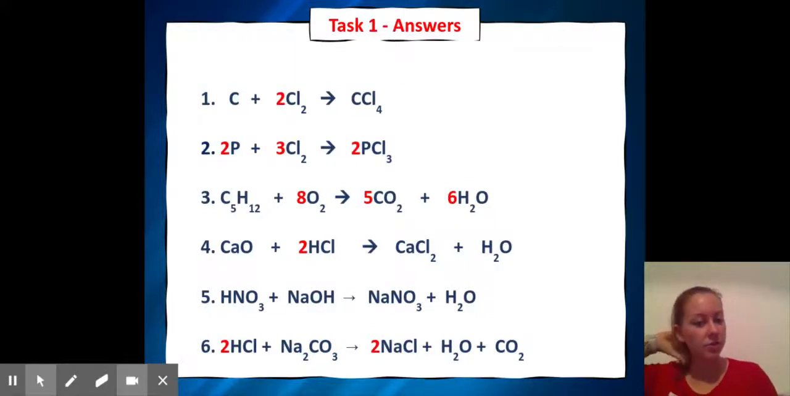Here are the answers for task 1. Have a look over your answers, make sure that they are matching. If they are, very well done. If they're not, don't worry, as long as you know where you've gone wrong, that's fine. If you're unable to see where you've gone wrong in your equation, then put a wee star next to it and ask your teacher next time you're in class, and they'll be able to help you.